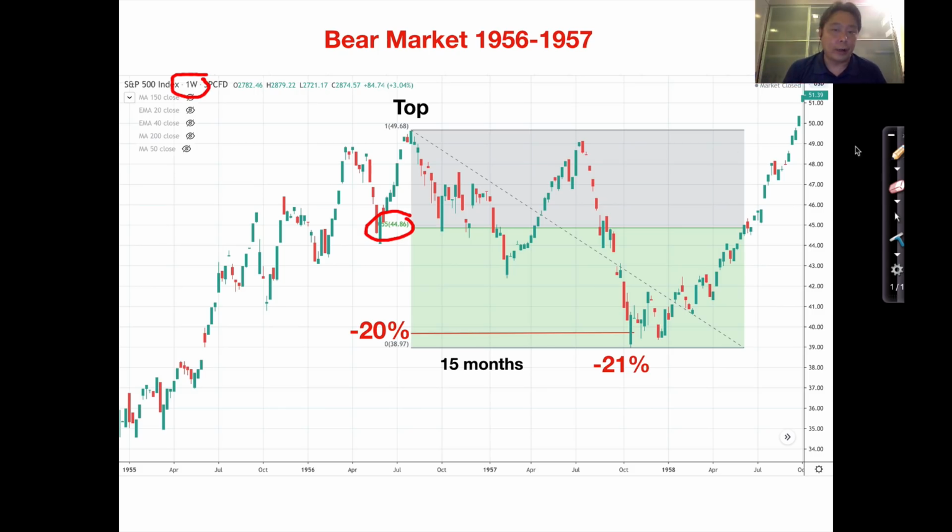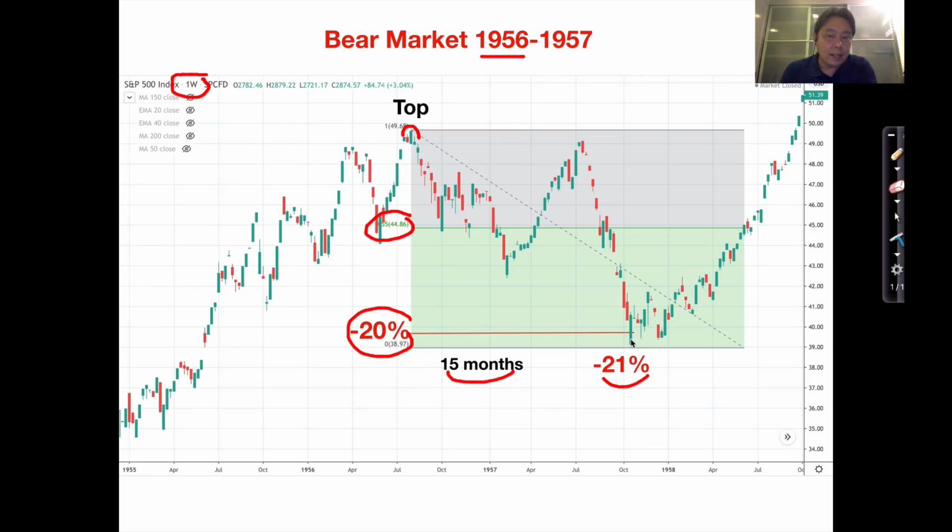So let's check this out. The top was here. This was 1956. That was the top. And this red line here represents the 20% drop from the high, because a bear market is defined as a 20% drop from the high. So once we see it crosses the red line, it's a bear market. Before that, it's not a bear market. So that's the top here, and in 15 months, you can see it hit a 20% drop. Eventually, it went down 21% from the high. So this was a bear market.